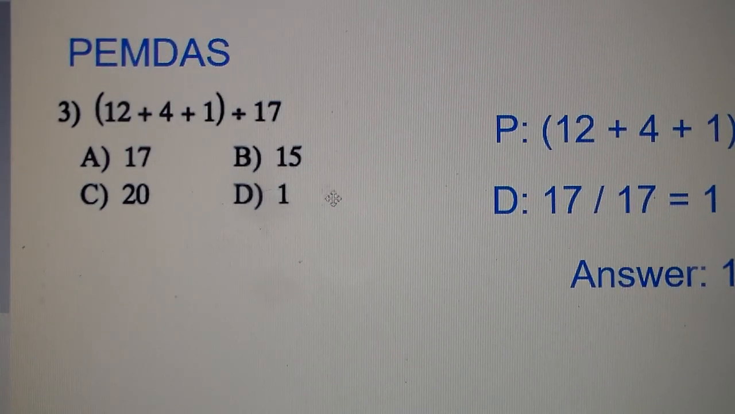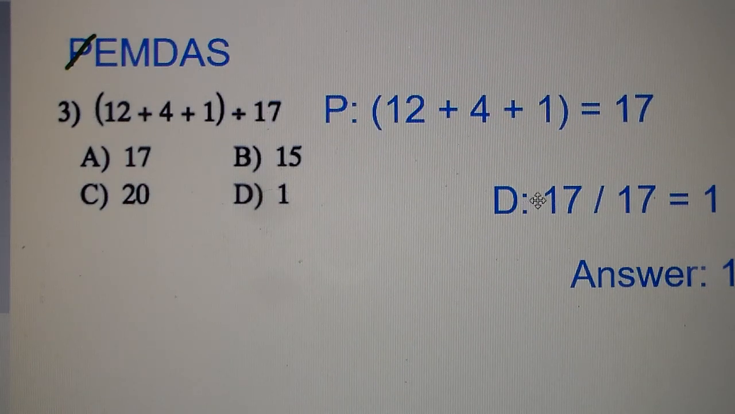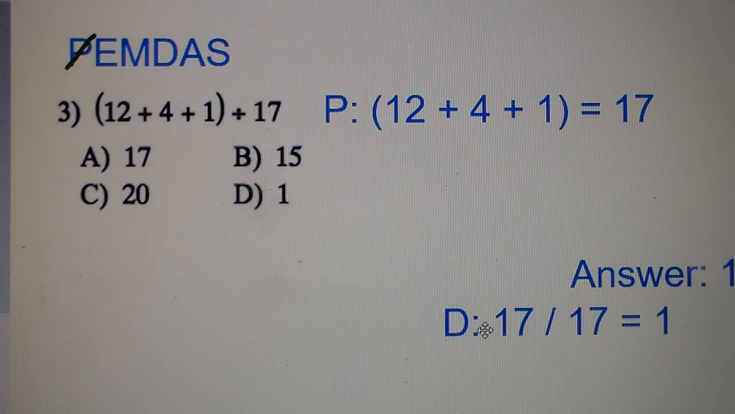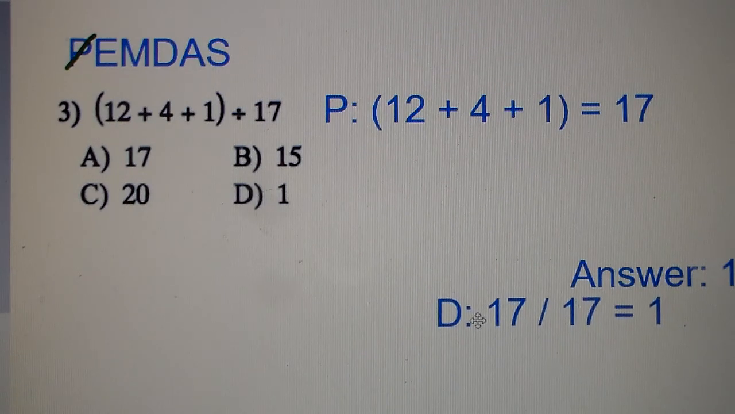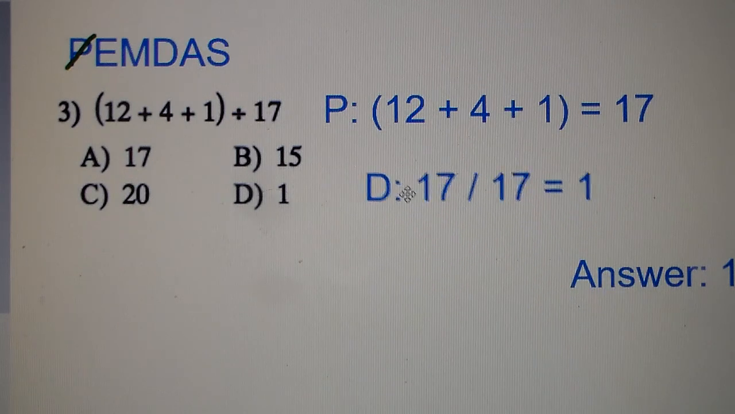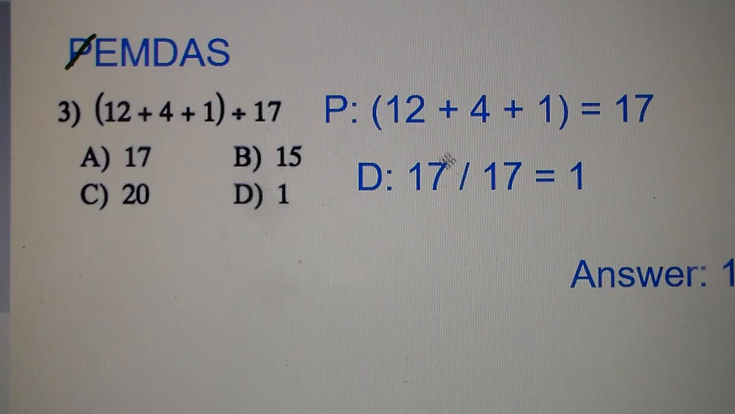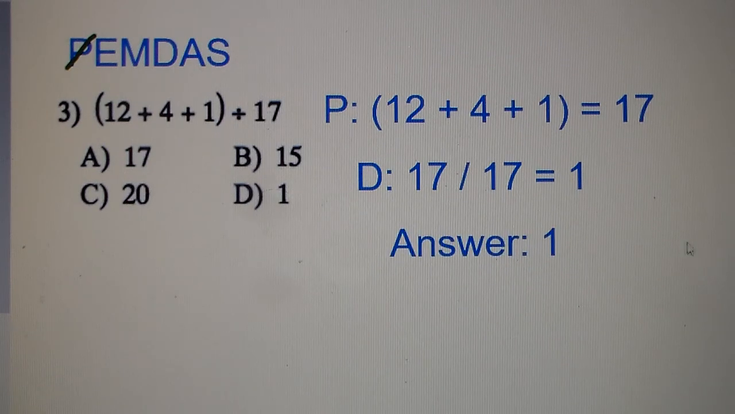So here we go. Number 3, you have PEMDAS again. We're going to be doing a whole bunch of them. First, we're going to take care of the parentheses, which is 12 plus 4 plus 1. So inside that set of parentheses, we have 12 plus 4, which gets us 16, and then 16 plus 1 gets us 17. So that's what I did here in the parentheses. Then after parentheses, there is no exponents, there is no multiplication, there is, however, division. We have 17 divided by 17, which gets us 1. So our answer is 1.